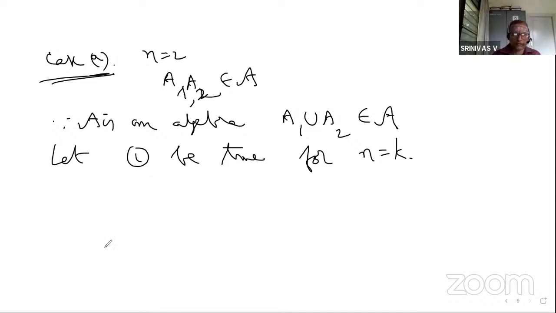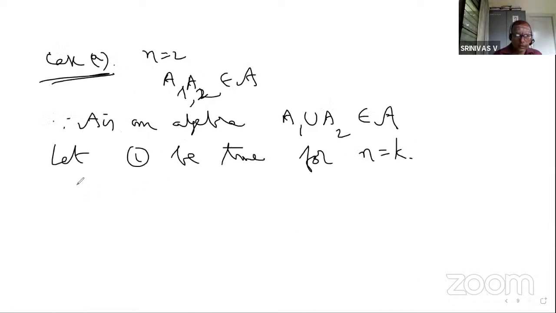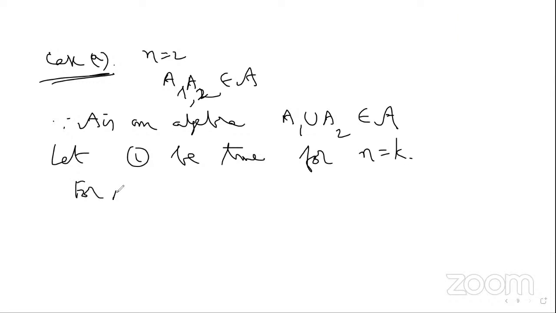Therefore, what this means, n equal to k means here you can take a1, a2 up to ak, and their union is present in script A.